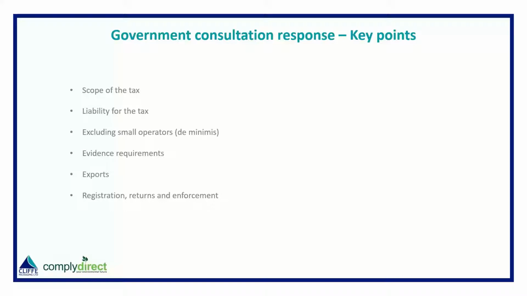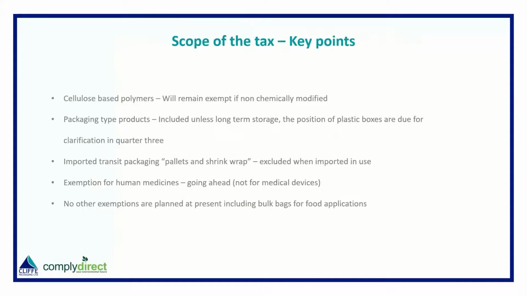So I will go through here, though, some of the responses from the consultation from government, separated out into each of the individual areas. So that covers the scope, liability, small operators, evidence requirements, exporting, and then returns and enforcement. So in terms of the scope of the tax, there are a few areas that government did clarify. So firstly was cellulose-based polymers. So they clarified that the only material in terms of plastic type which does not fall under this tax is non-chemically modified cellulose-based polymers.